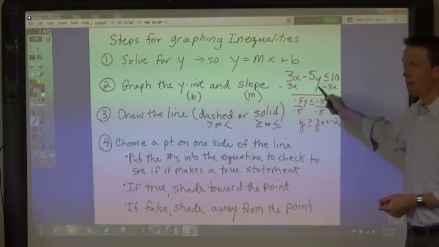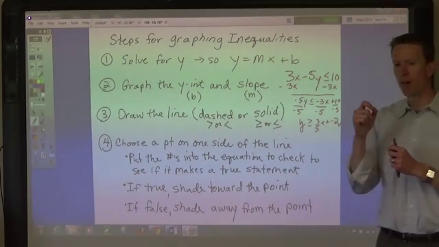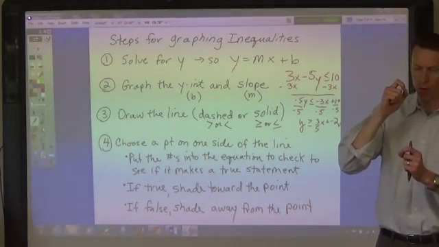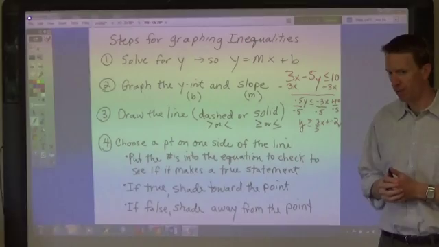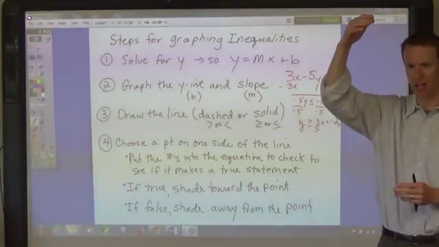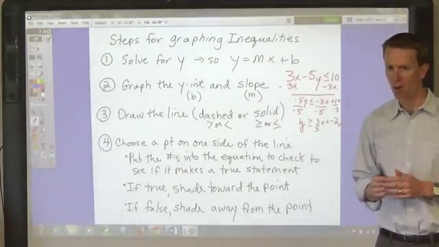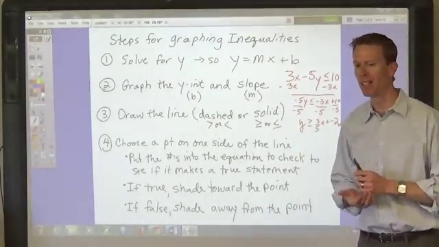So how do you know which numbers to pick? You'll always want to pick a point that's on one side of the graph, either the left side or the right side, or the top side or the bottom side, depending on the line. When I do an example, it'll make sense.